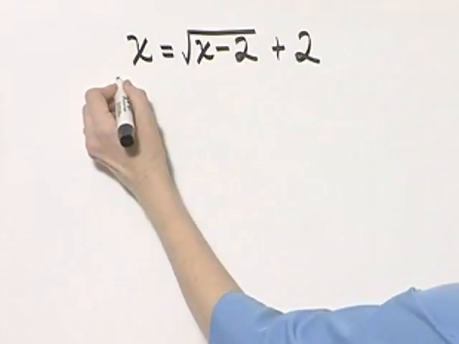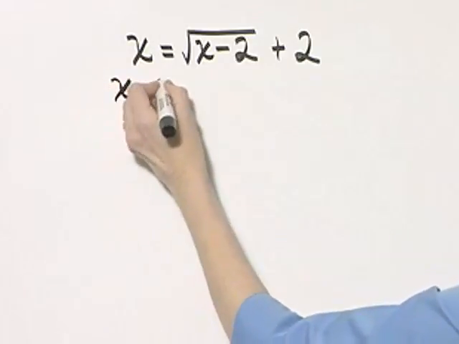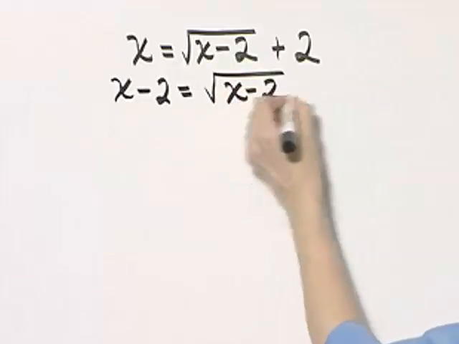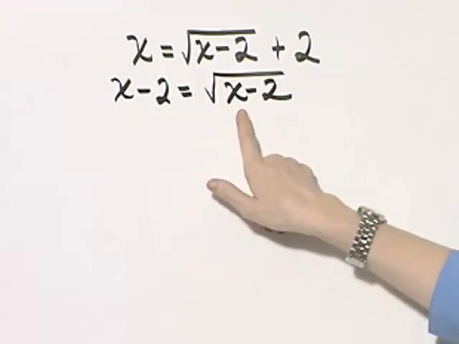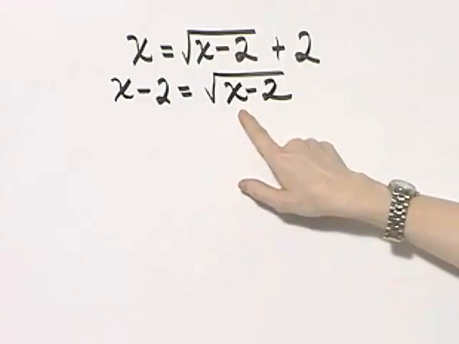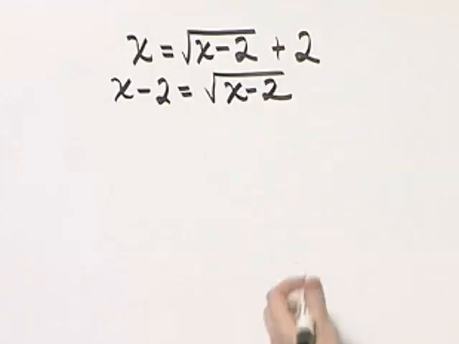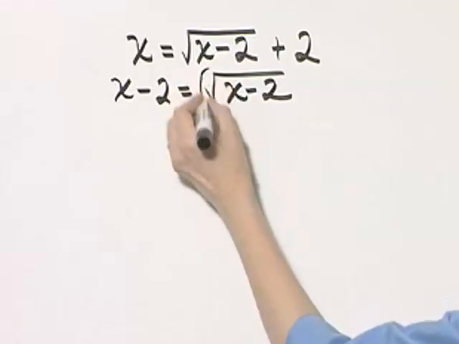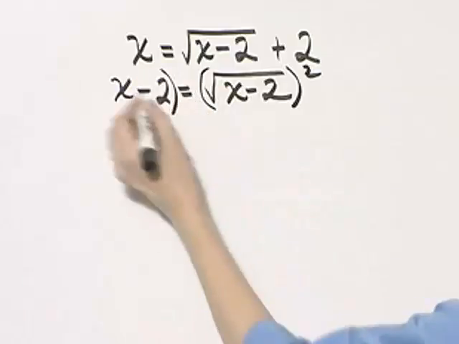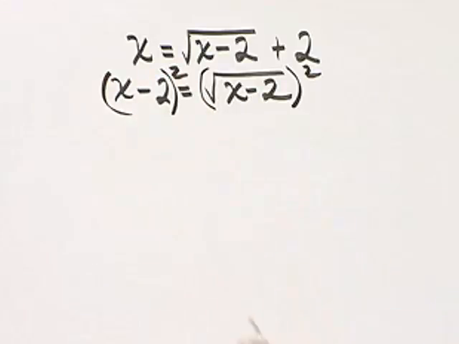So I'll subtract 2 from both sides, and that's x minus 2 is equal to the square root of x minus 2. Now, once this radical is isolated, we want to remove it by using the power rule. I will square both sides. I'll square the right side, and because I squared the right side, I must also square the left side.